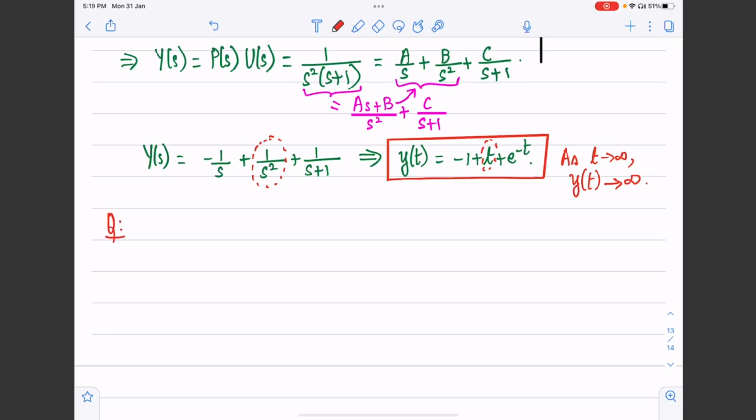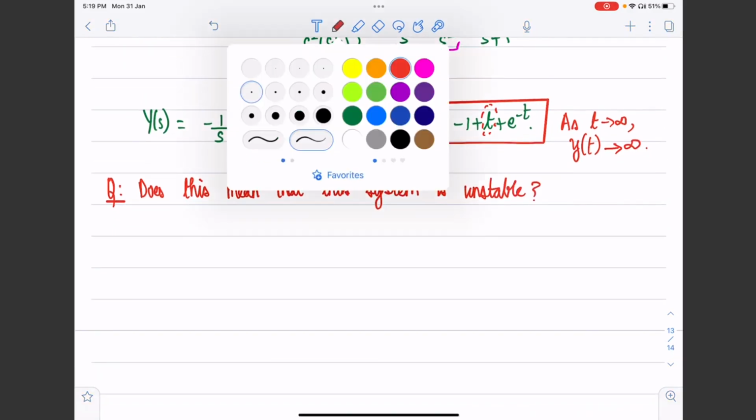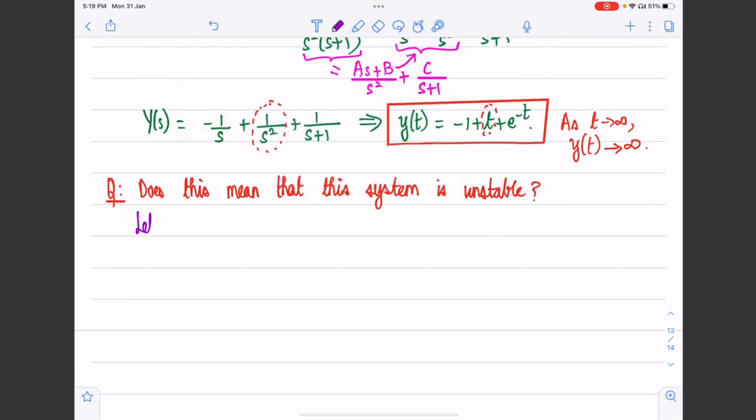Then we ask ourselves the question, does this imply or mean that this system is unstable? Okay, so that is a natural question to ask ourselves, right? So essentially, we can ask ourselves this question, and then let's try to answer it by figuring out the output of the system when u of t is sine t.